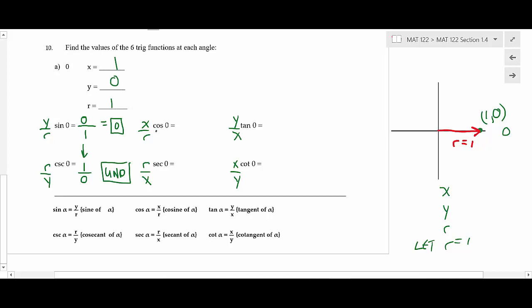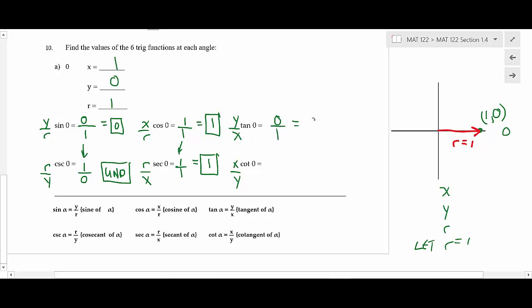Okay, now we move to the cosine. The cosine's x over r, so that would be 1 over 1. So the cosine of 0 radians would be 1. The secant is the reciprocal, so it's still the same number, so the secant of 0 radians is also 1. Okay, the tangent. Tangent's y over x, so you'd have 0 over 1.